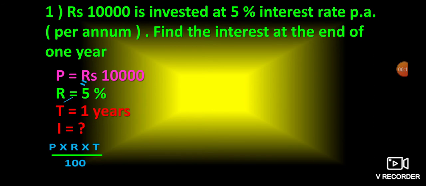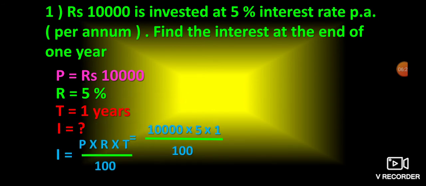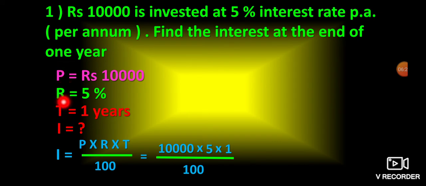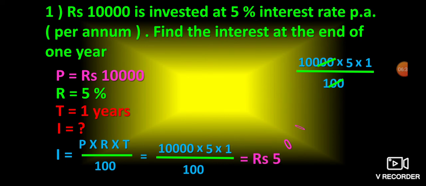By using this equation, I equal to P into R into T by 100, we substitute these values in this equation. Then the 100 and 20 can be cancelled, 100 into 5, that is 500 rupees. So at the end of 1 year, we have to pay back 10,000 and 500 rupees. Interest only we have to find here. So interest equal to rupees 500.